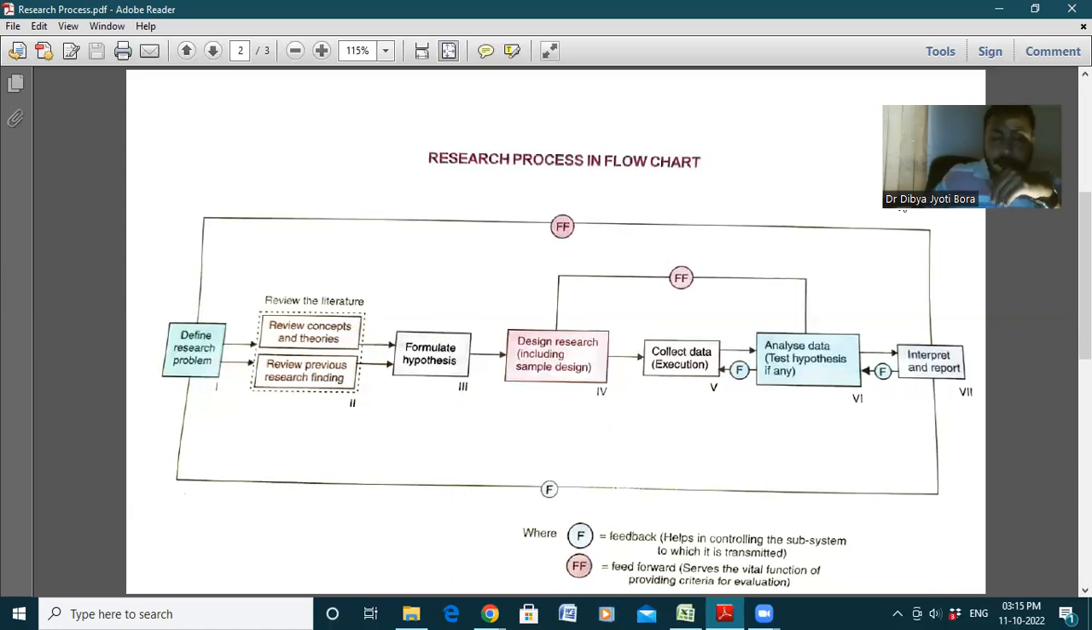Then when you go through it, what happens? You come to the next stage, that formulation of hypothesis. Hypothesis is a kind of assumption, you can say, that you will make going through those previous research work.